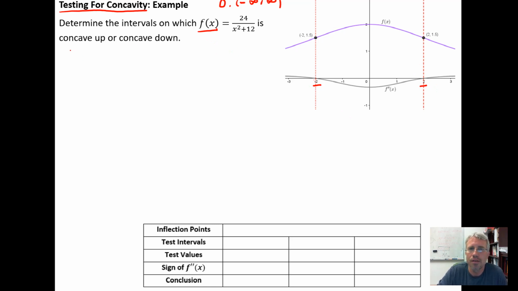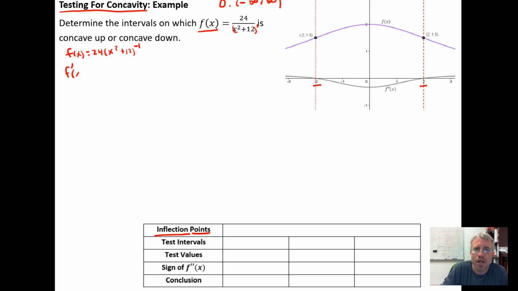So once we have done that, we want to find our inflection points, or the x values for the inflection points. So I'm going to take my function f of x, and I want to recognize that this can be rewritten as 24 times, I can bring the x squared plus 12 up into the numerator position as long as I take that first power exponent and make it a negative 1. So I need to know the second derivative to find the inflection point.